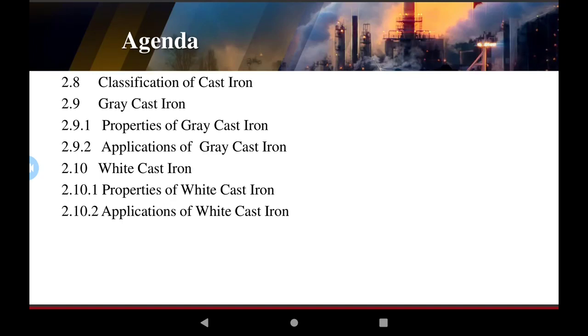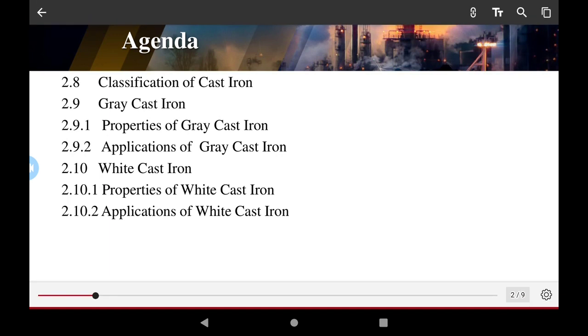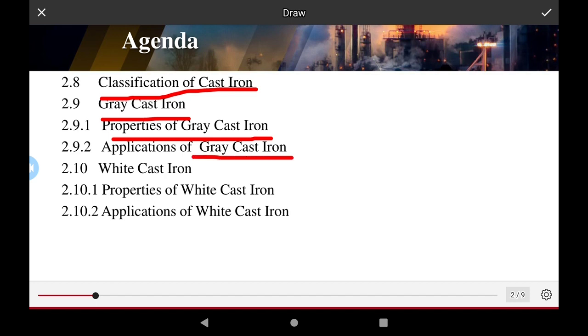Classification of cast iron. Grey cast iron: property of grey cast iron, application of grey cast iron. White cast iron: property of white cast iron, application of white cast iron.